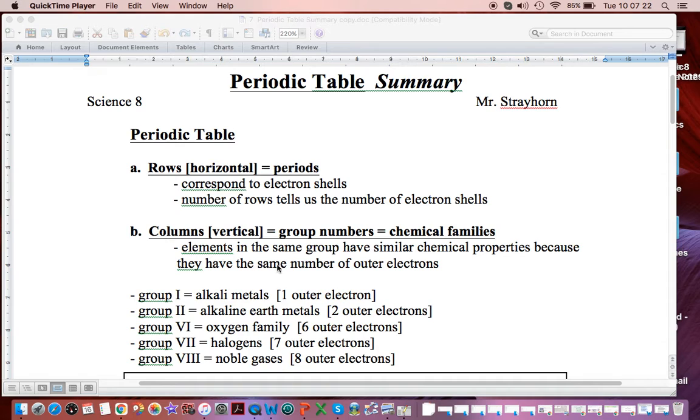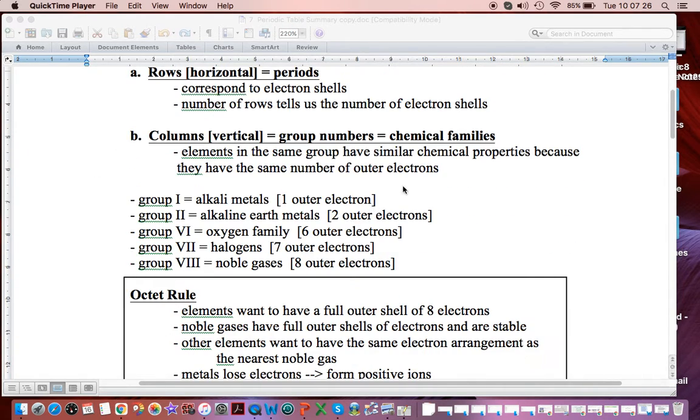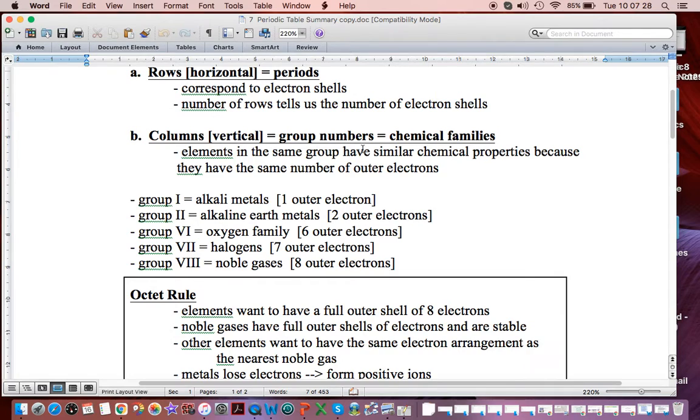electrons. Columns are vertical, they're running up and down. And we really care about this because elements in the same column are in the same group, they have the same number of outer electrons. That means they have similar properties, and therefore we say they're in the same chemical family.